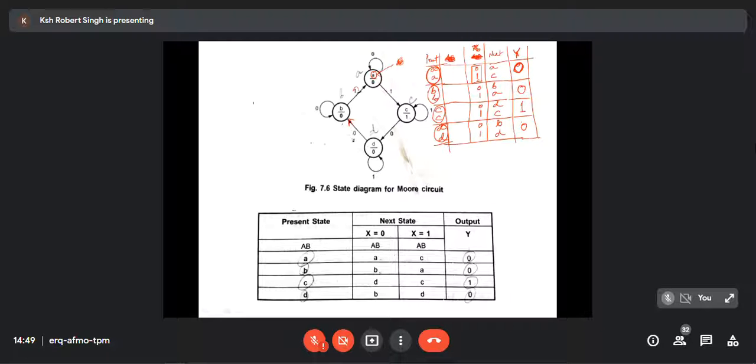Now if you want to assign states, let me call A 0, 0, B 0, 1, C 1, 0, D 1, 1, like that we'll do it. Then A will be represented by 0, 0 again here. C 1, 0, B 0, 1, A 0, 0, D 1, 1, C 1, 0, B 0, 1, D 1, 1.